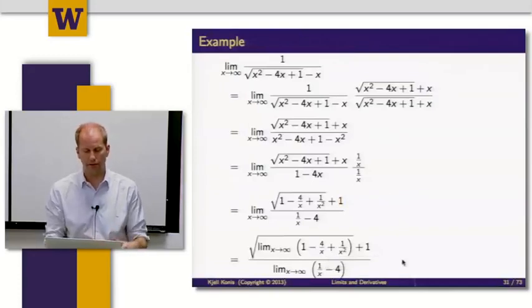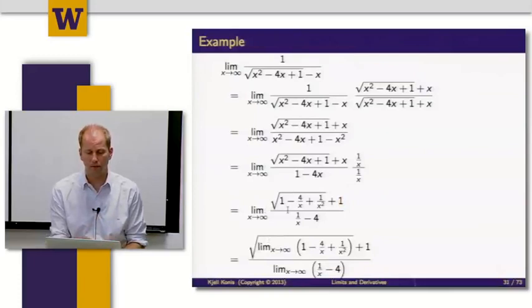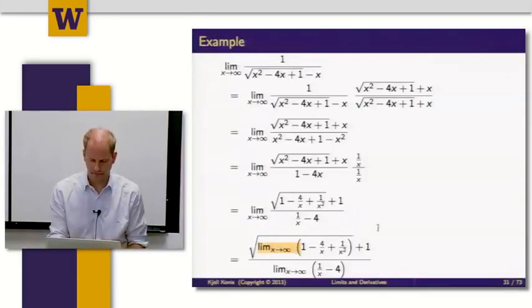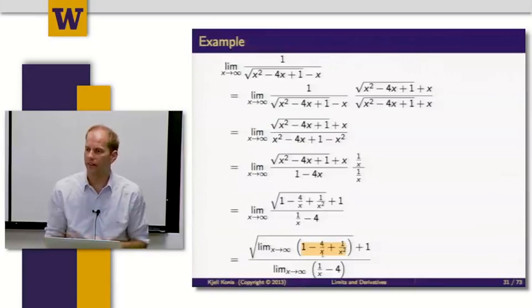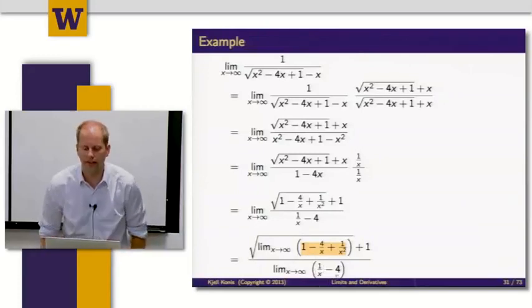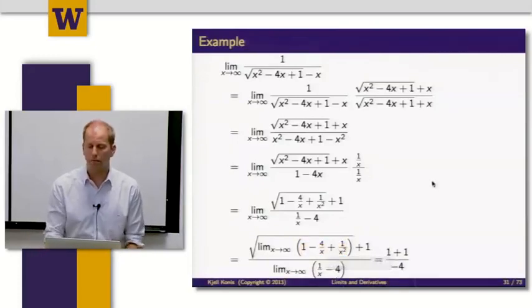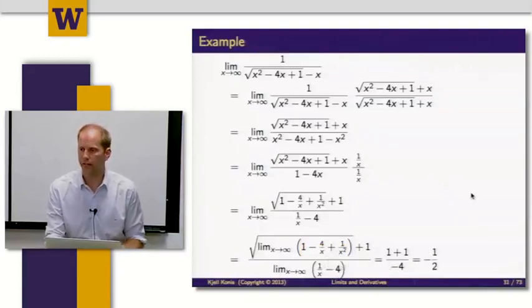And now what I'm going to do is sort of two steps in one. I can take this limit, and because this is a rational function, I can put the limit on the top and the bottom. And then also, because I have the square root, I can put this limit inside my square root sign. And then it should be pretty clear what's going to happen. As x gets bigger, 1 over x squared is going to get very small. 4 over x is going to get very small, but this 1 is always going to stay the same. So this is going to become the square root of 1. And on the bottom, my 1 over x is going to get very small, but my negative 4 is always going to stay the same. So I'm going to get 1 plus 1 divided by negative 4, which is equal to negative 1/2.